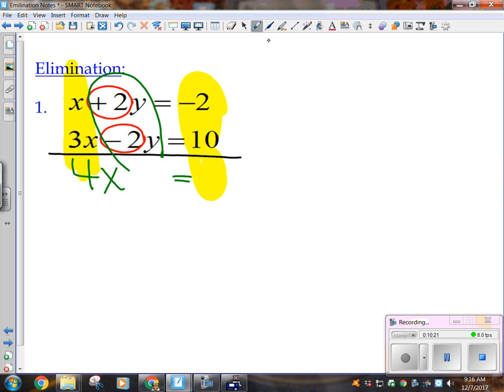So when I add that and I get 8, did I just eliminate one of my letters? Yes. Can I easily solve for the one that's left? Yes. How would I solve? Divide. x equals what? 2.